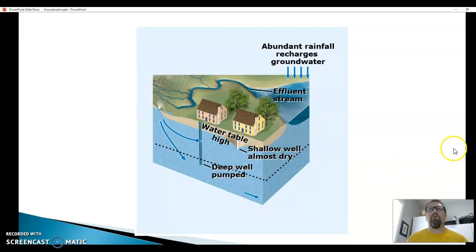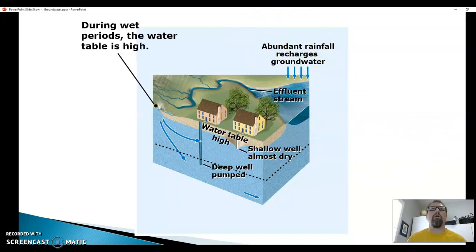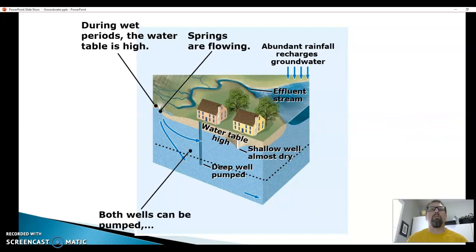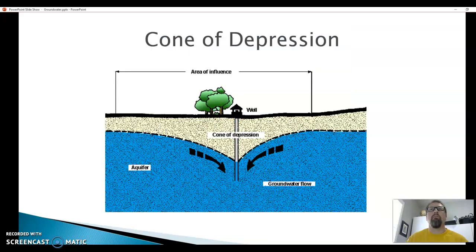So we see that here as well. During times of abundant rainfall, when there's recharge going on, it's not as much of a concern during the wet period as during a dry period. And so that cone of depression is being formed by the well. Again, we can see this in groundwater models that we can use in class.